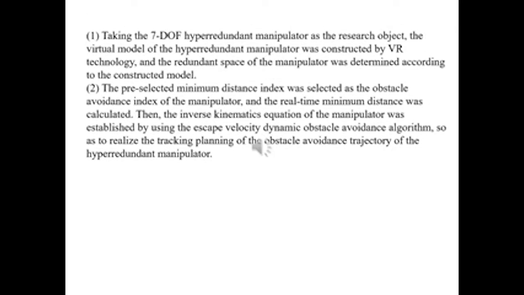1. Taking the 7DOF hyper-redundant manipulator as the research object, the virtual model of the hyper-redundant manipulator was constructed by VR technology, and the redundant space of the manipulator was determined according to the constructed model. 2. The pre-selected minimum distance index was selected as the obstacle avoidance index of the manipulator, and the real-time minimum distance was calculated. Then, the inverse kinematics equation of the manipulator was established by using the escape velocity dynamic obstacle avoidance algorithm, so as to realize the tracking planning of the obstacle avoidance trajectory of the hyper-redundant manipulator.